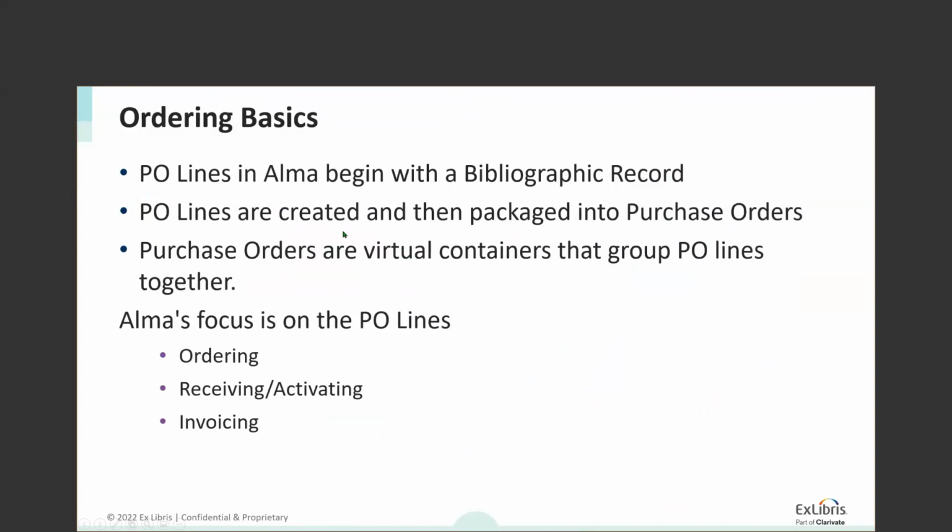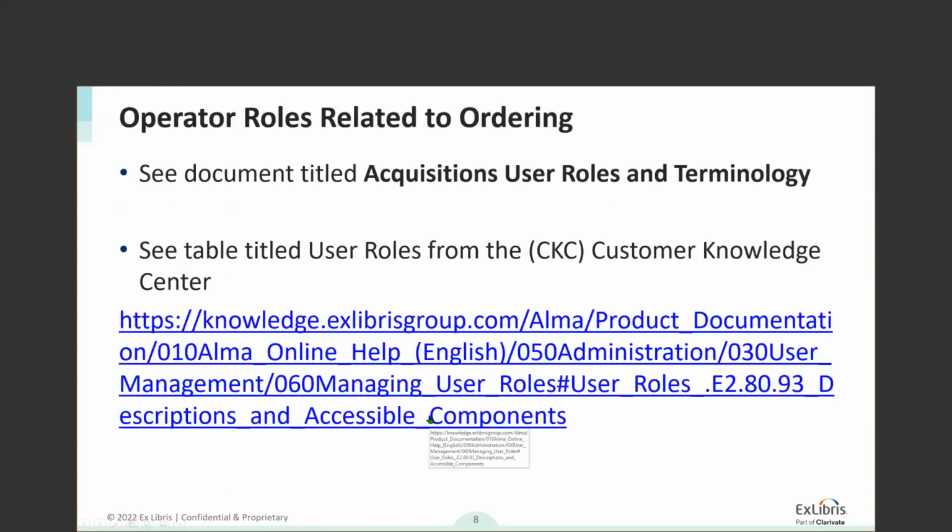So just stressing how we're going to start with a bib record, how we're going to create PO lines, package them, and that purchase order is just a virtual container. Alma focuses on the PO line, not the whole purchase order, with regards to ordering, receiving, activation, and invoicing. It's going to raise the flag if something isn't ordered, if the ordering process doesn't go through, if something is not received or activated in time, and then also invoicing, all based on more of a PO line.